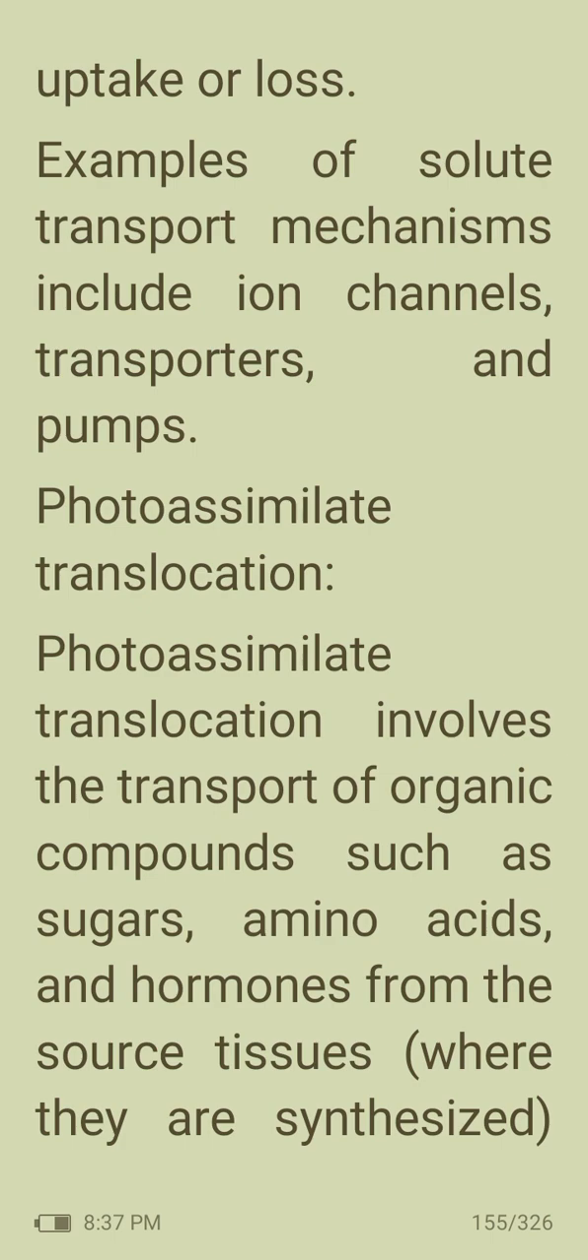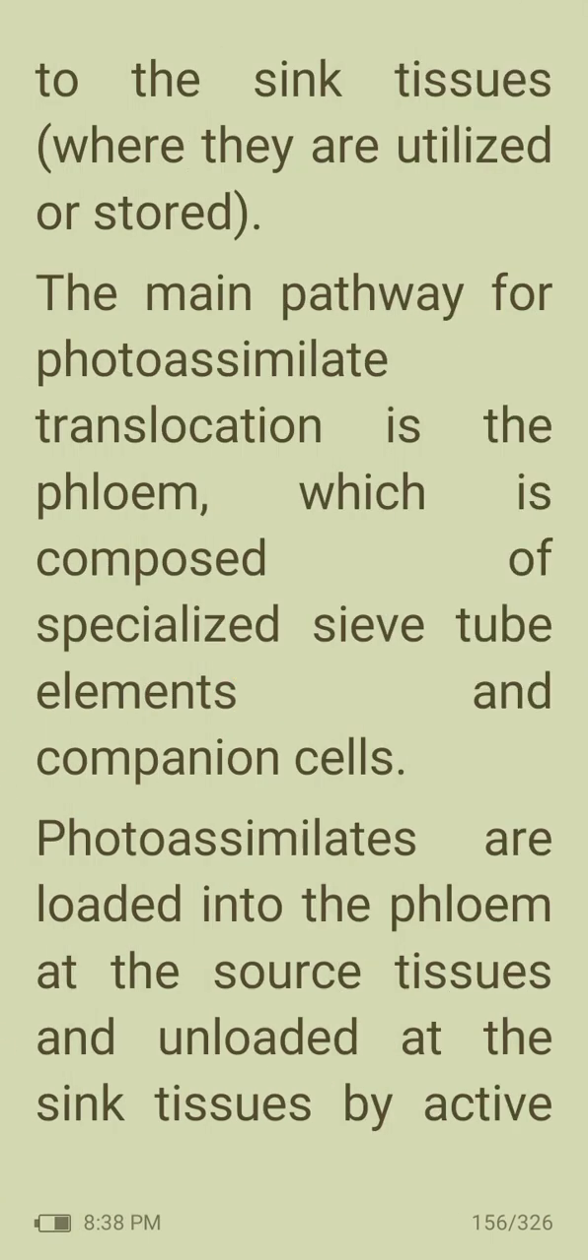Then photoassimilate translocation. Photoassimilate translocation involves the transport of organic compounds such as sugars, amino acids, and hormones from the source tissue where they are synthesized to the sink tissues where they are utilized or stored. The main pathway for photoassimilate translocation is the phloem, which is composed of specialized sieve tube elements and companion cells.